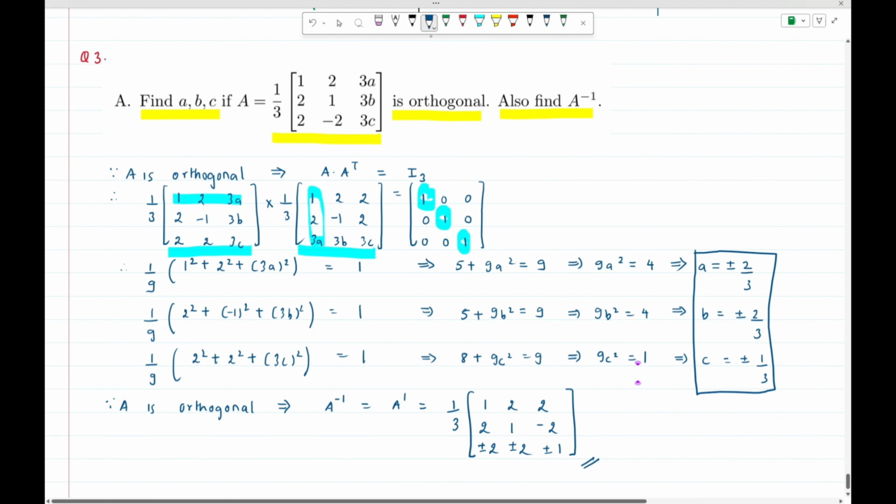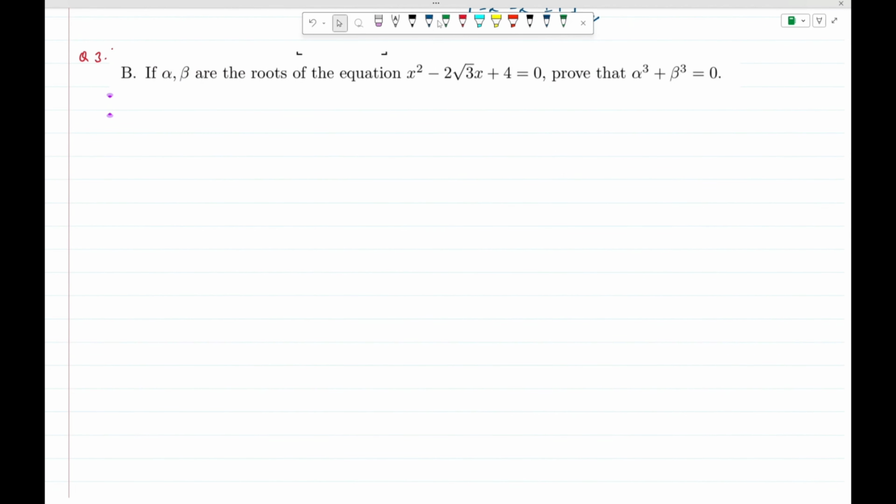Now let's quickly move on to question number 3B. So this is question number 3B. It is from the module complex numbers, hyperbolic functions, and logarithm of a complex number.